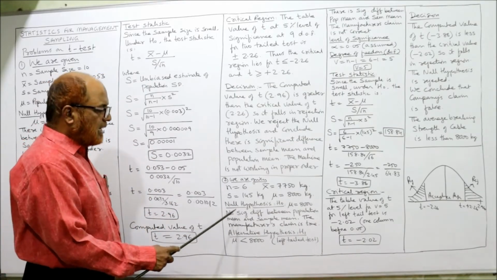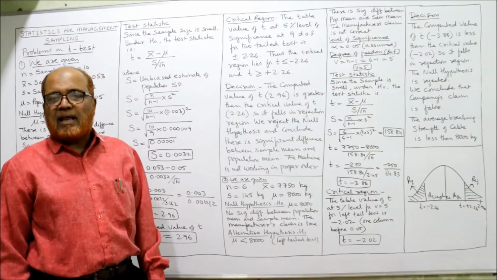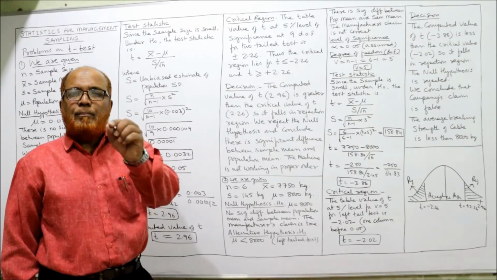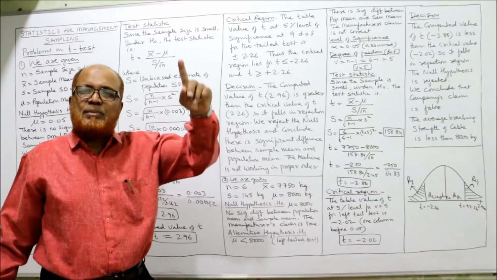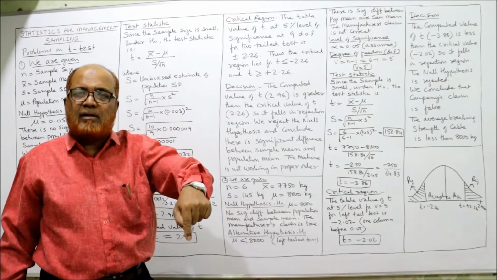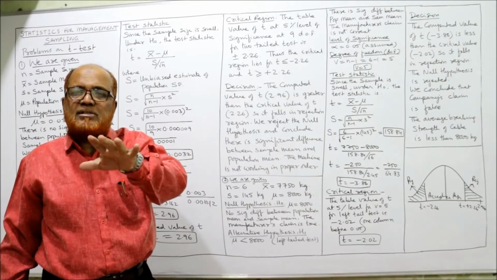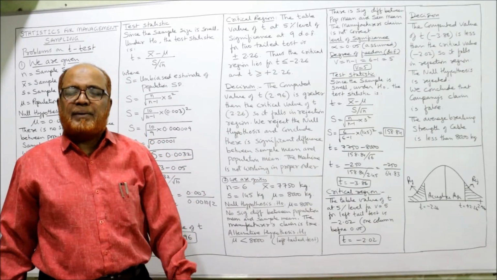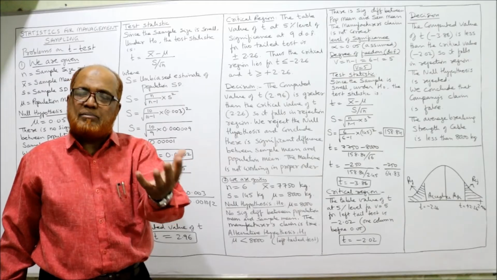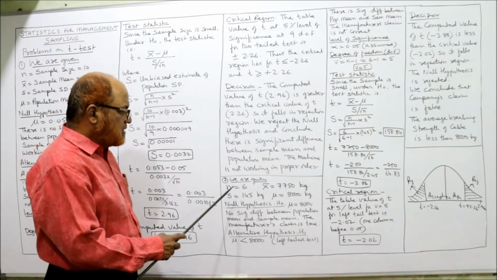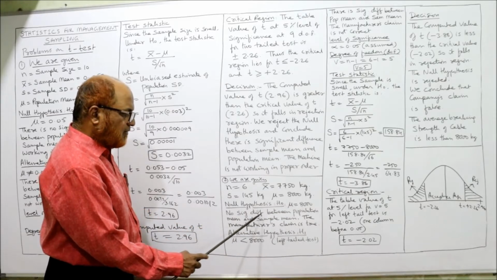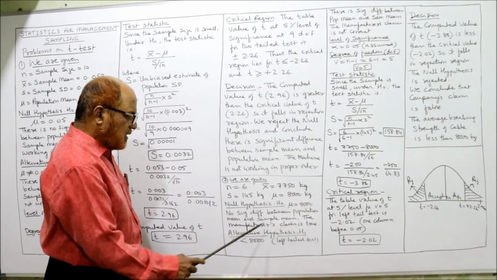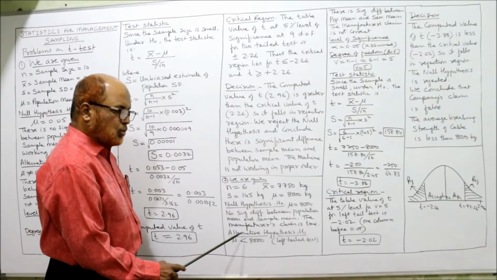Now we put the null hypothesis. Null hypothesis H0: mu is equal to 8,000. No significant difference between population mean and sample mean. Whatever the company claims, that is correct. That means the 8,000 kilogram the company claims is correct. So mu is equal to 8,000. No significant difference between population mean and sample mean. The manufacturer's claim is true.